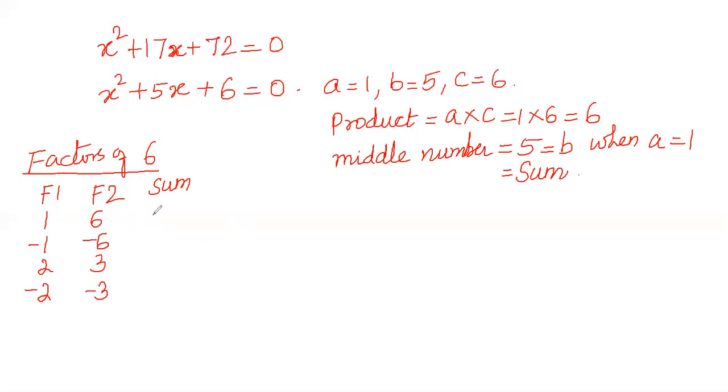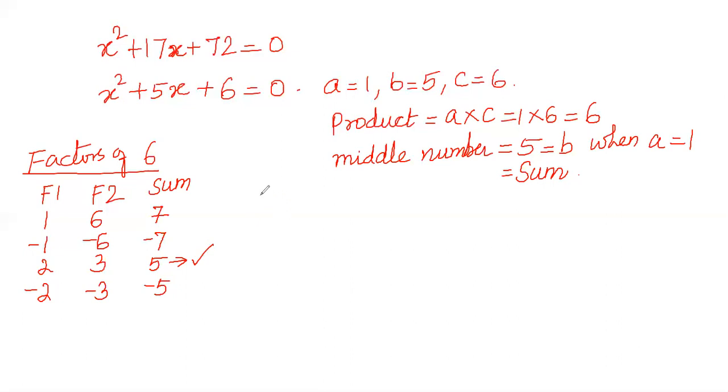In this case, when you take the sums, the first one is 7. The second sum, negative 1 minus 6, is negative 7. The next one is 5. And the next one is negative 5. So the matching sum is what? The matching sum, the middle number, the value of b, is 5. So the product is 6 and the sum is 5. So the matching factors are 2 and 3.